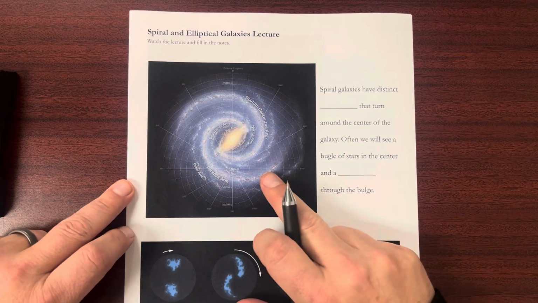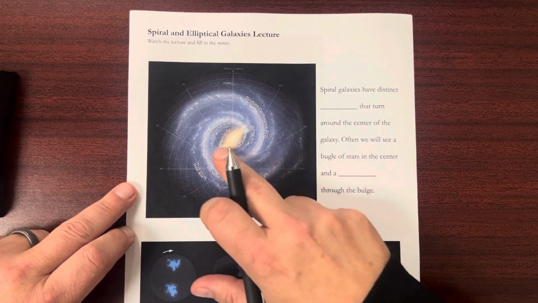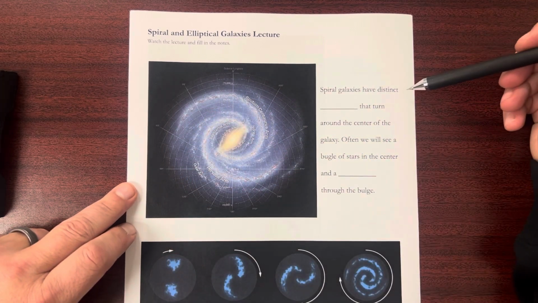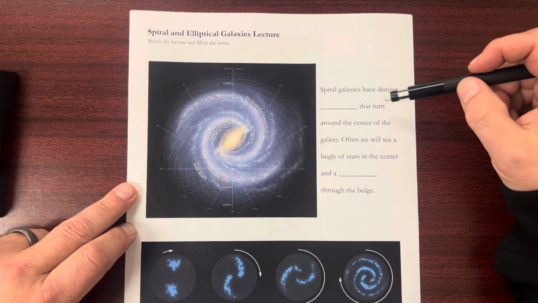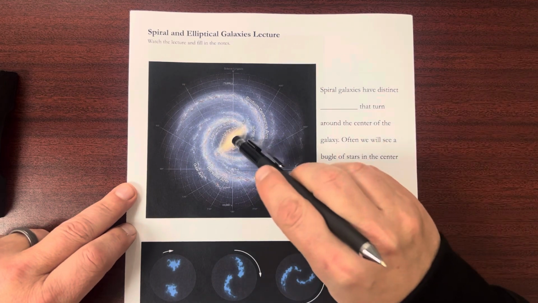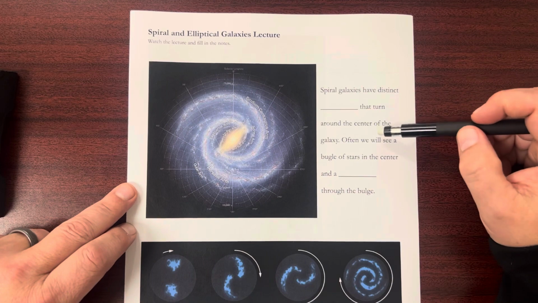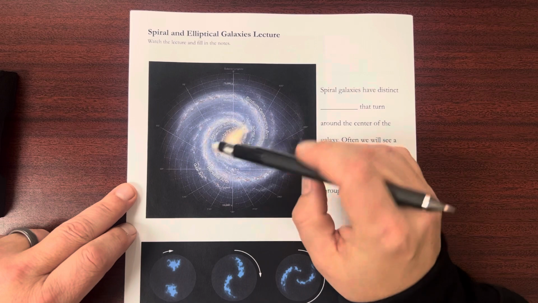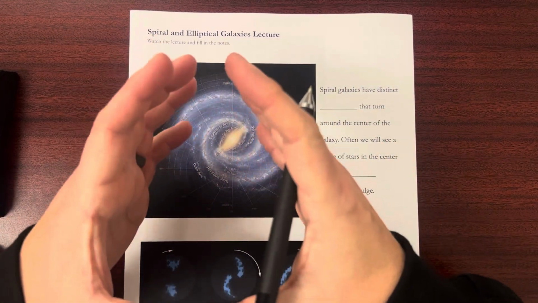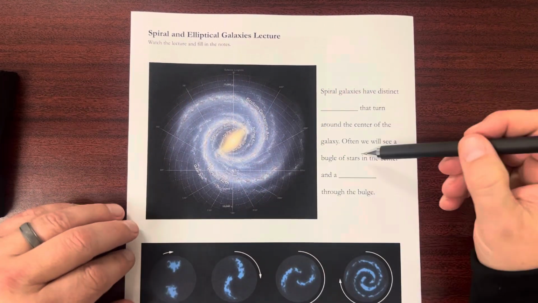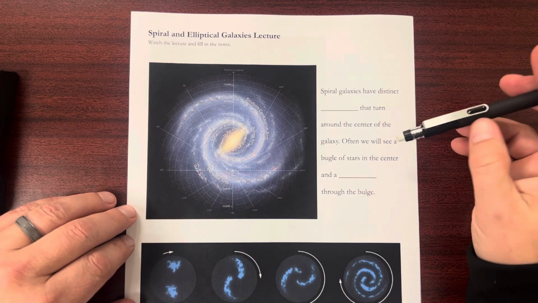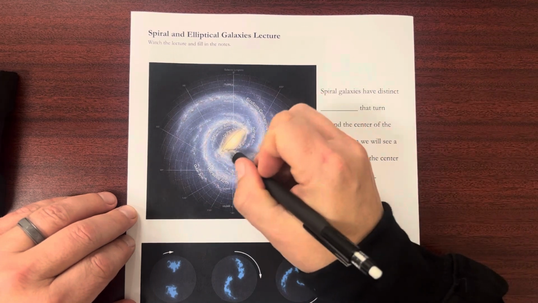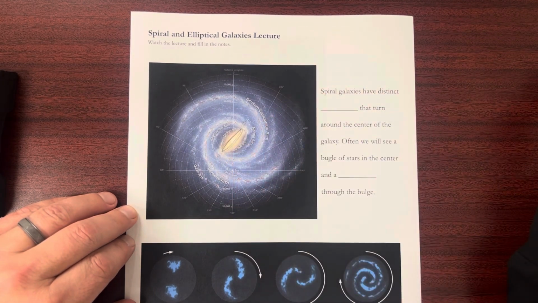So let's take a look here, and the most obvious thing we see are these spirals, these arms that come around. Spiral galaxies have distinct arms that turn around the center of the galaxy. Often we see a bulge of stars right here. If you saw it on its side, it would also bulge out right in that middle part. We see a bulge of stars in the center and a bar through the bulge. So this long straight area here is the bar through the bulge.